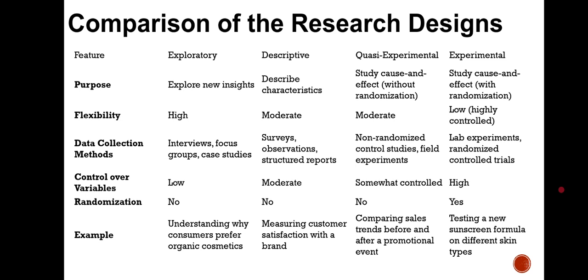For example, take an example of exploratory, like understanding why consumers prefer organic cosmetics. So there you use exploratory research design. And in case of descriptive, while you are measuring customer satisfaction with the brand, this is the example of descriptive research design. Comparing sales trends before and after a promotional event, so this is the quasi experimental example. Okay, so next example, based on experimental research design, testing a new sunscreen formula on different skin types.